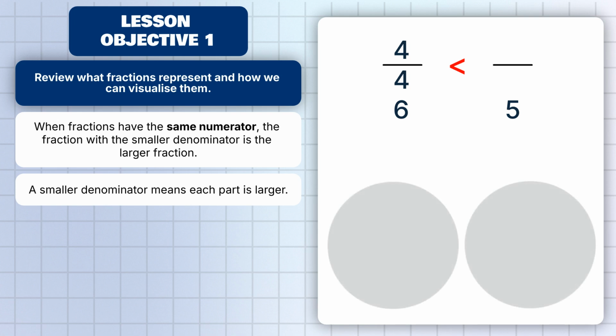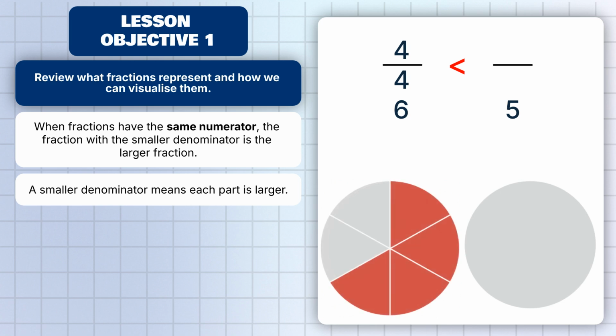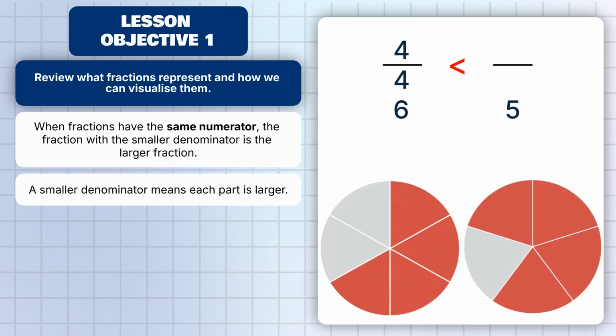Picture two whole pies. In the first pie, divide it into 6 slices and shade 4 slices. In the second pie, divide it into 5 slices and shade 4 slices. Visually, 4/5 covers more area than 4/6.